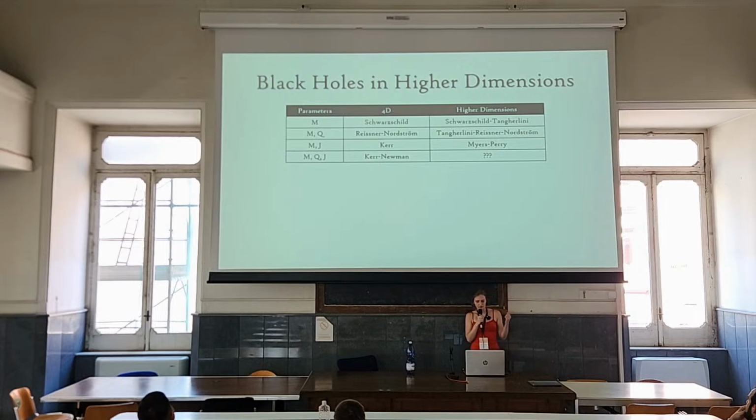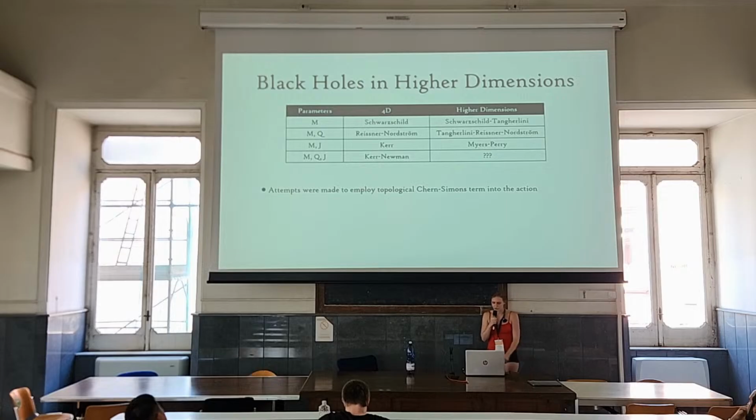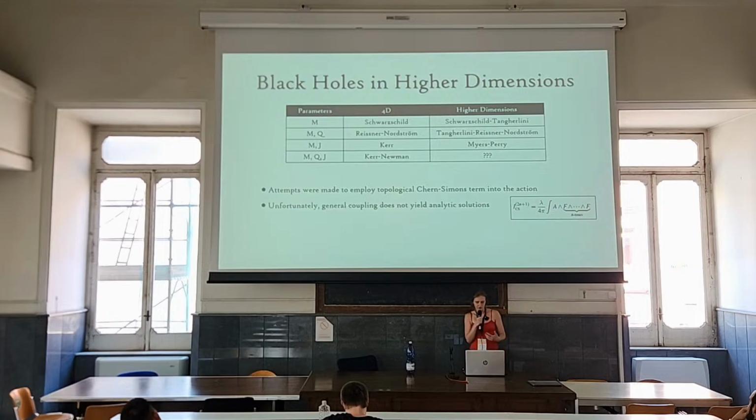To go from Kerr to Kerr-Newman is really straightforward. But if you want to generalize it into higher dimensions, it is actually very hard, because we don't have the counterpart in higher dimensions for Kerr-Newman. People tried lots of other things, for example modifying the action by adding a topological Chern-Simons term, which looks like this. But for general coupling constant lambda, it does not yield analytic solutions. So this attempt wasn't actually very successful.